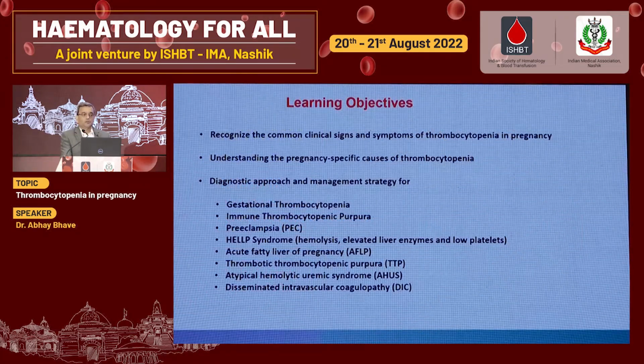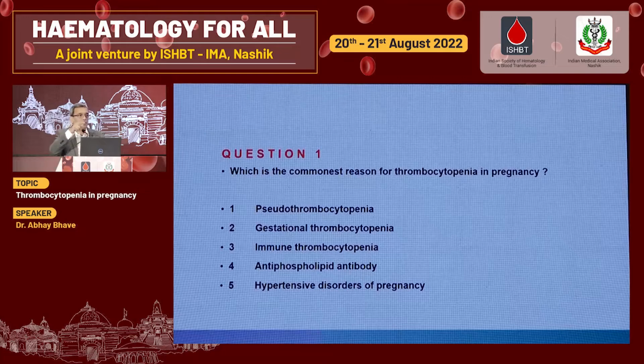The learning objective is to find out the common clinical signs and symptoms of thrombocytopenia in pregnancy. Let's understand the pathophysiology, the diagnostic approach, and we'll look at a few cases. We won't look at all, just a few. If you have a paper and pen in front of you, I want you to answer this question on your own letter pad, and we'll see at the end what comes up. What is the commonest reason for thrombocytopenia in pregnancy? I'm giving you 5 seconds.